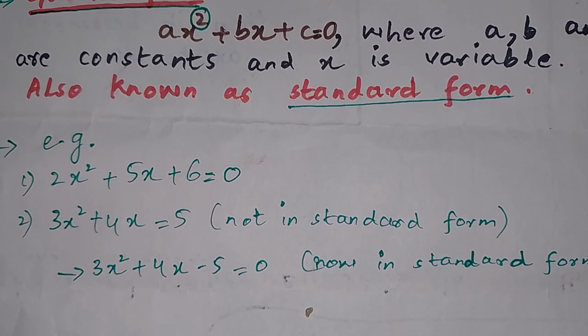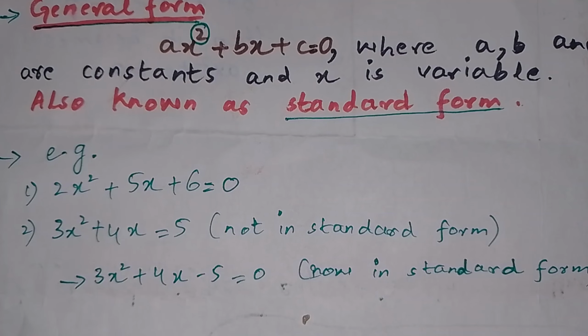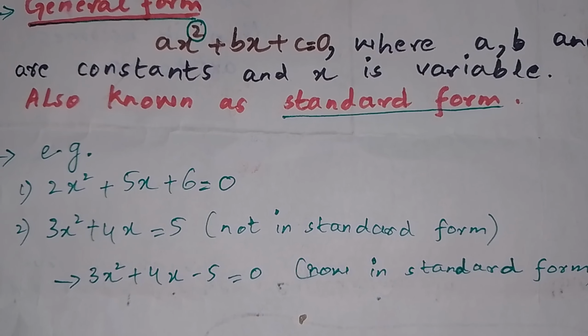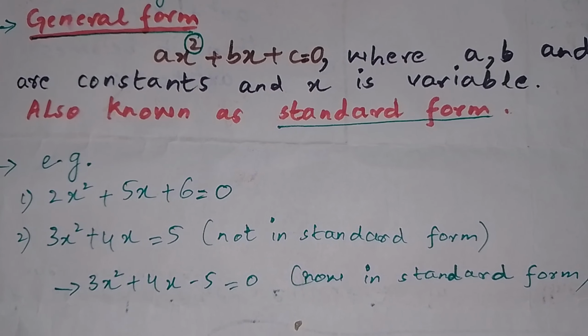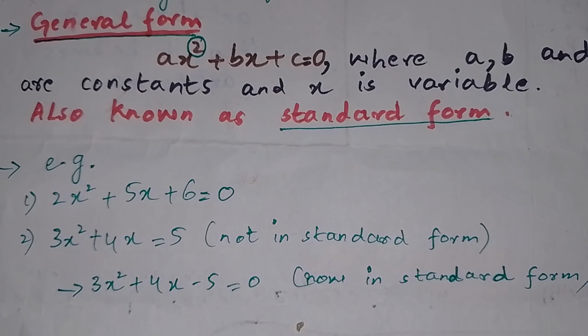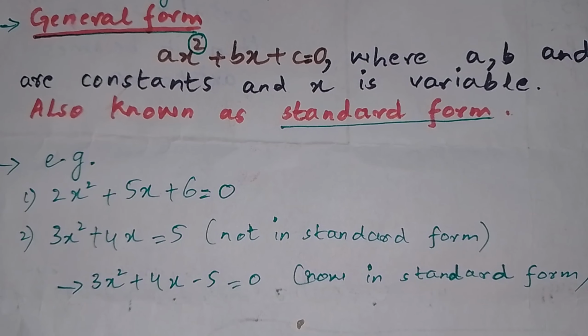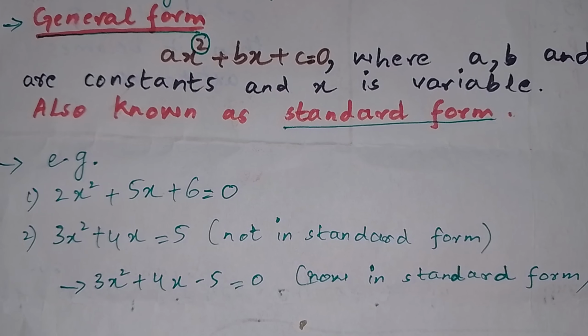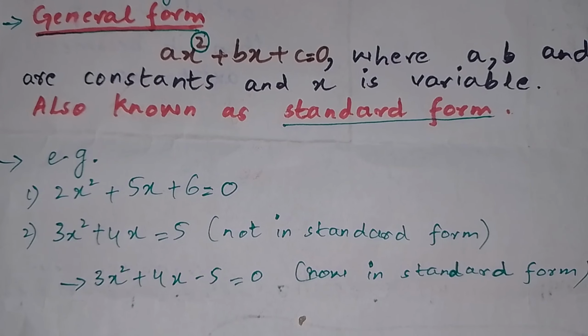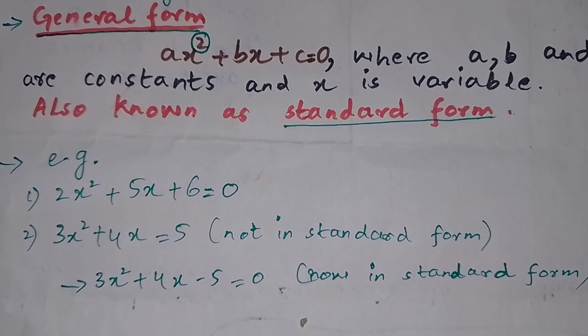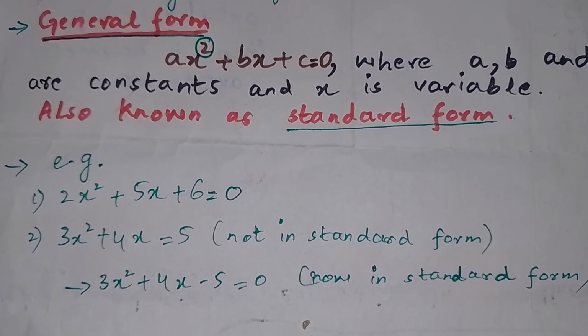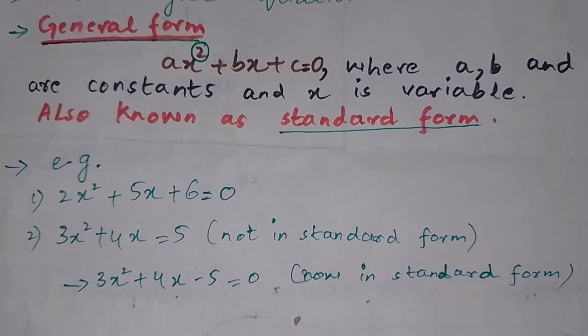So if we have to change it into standard form, we will take the constant to the left hand side, and in this way it is changed into standard form, that is 3x square plus 4x minus 5 is equal to 0, same as ax square plus bx plus c is equal to 0.